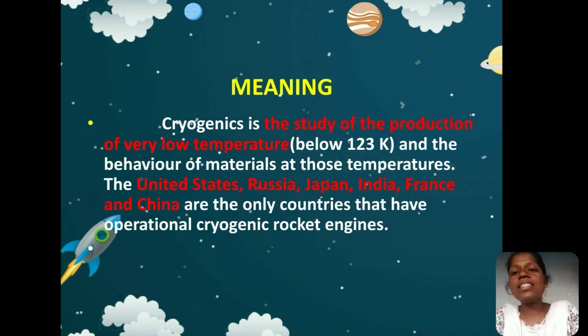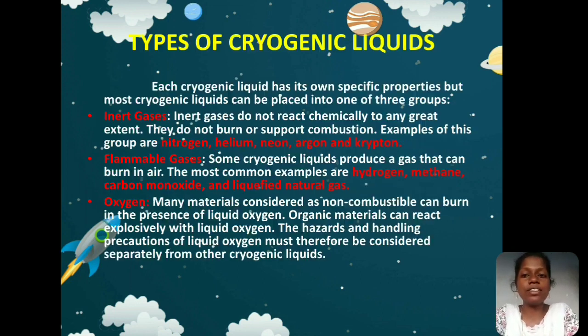Cryogenics is the study of the production of very low temperature, below 123 Kelvin, and the behavior of materials at those temperatures. So in cryogenics we study very low temperature. The temperature should be below 123 Kelvin. The United States, Russia, Japan, India, France and China are the countries that use cryogenic rocket fuels. There are three types of cryogenic liquid.